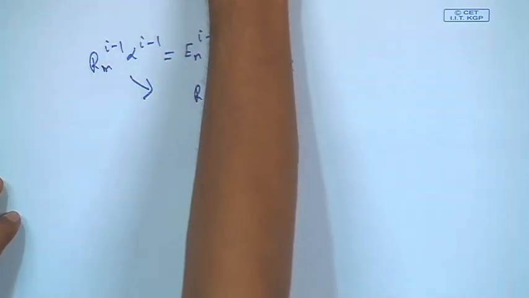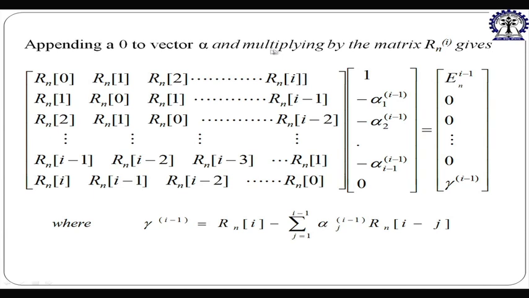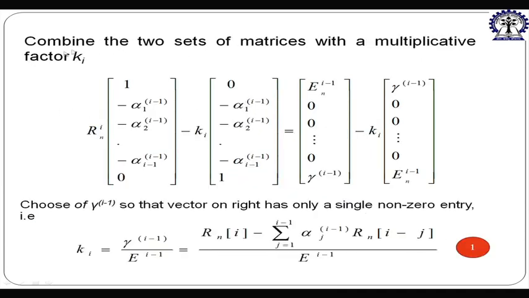How we derive it is a detailed explanation. That matrix I can write this way and then append a 0 vector to alpha. You can see this on the slide and you can find out this is nothing but mathematics. I can say gamma (i minus 1) is equal to this, and this is the Toeplitz matrix with special symmetry, so we can reverse the order of the equations, and once we reverse, we can combine them with two sets of multiplication factors. This is minus and this is minus on both sides, so it remains the same.